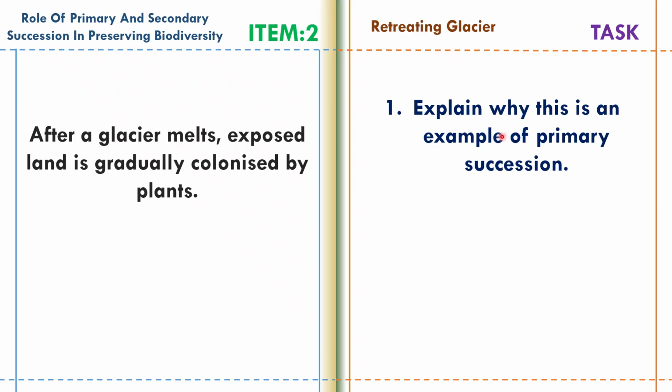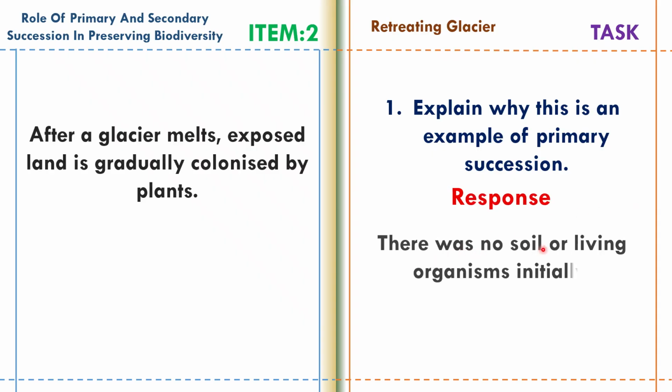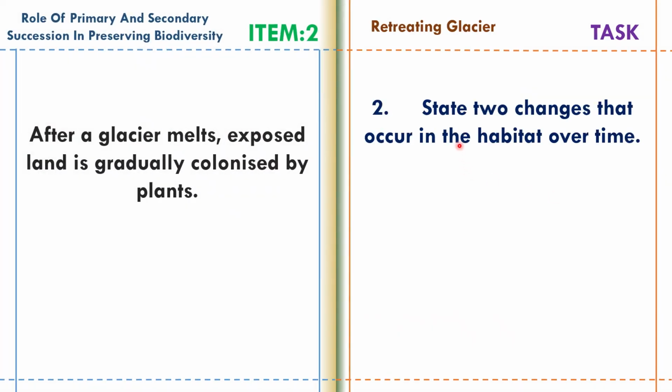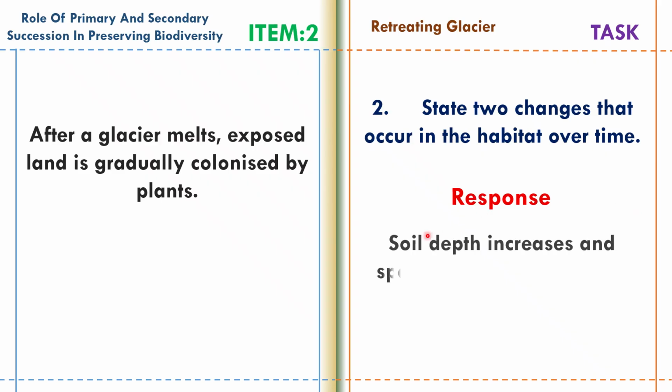Explain why this is an example of primary succession. There was no soil or living organisms initially. State 2 changes that occur in the habitat over time. Soil depth increases and species diversity increases.